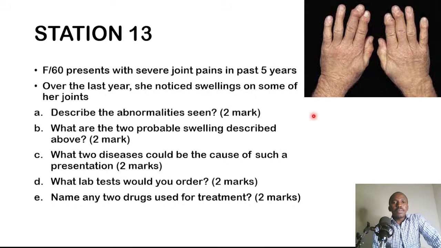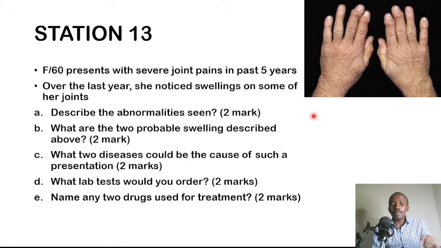A 60-year-old female with severe joint pains in the past 5 years. Over the last year, she noticed swelling of her hands or her joints. Describe the abnormality seen. What is the probable swelling described above? What two diseases could be the cause of such a presentation? What lab tests would you order? Name any two drugs used for the treatment.